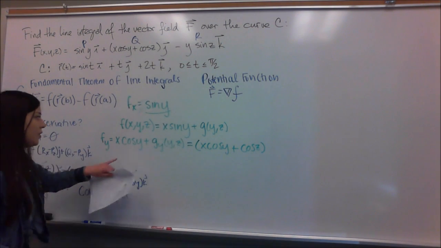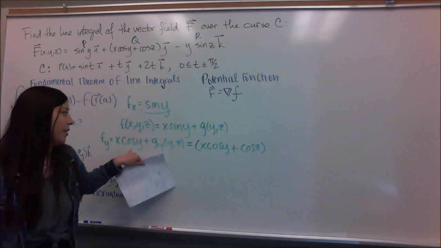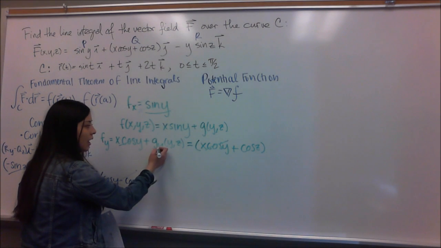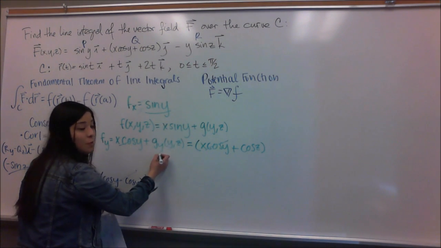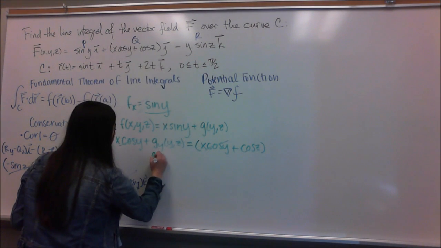As you can see, the x cosine y and x cosine y equal each other, meaning that the partial of g of y and z with respect to y is just going to equal cosine z.